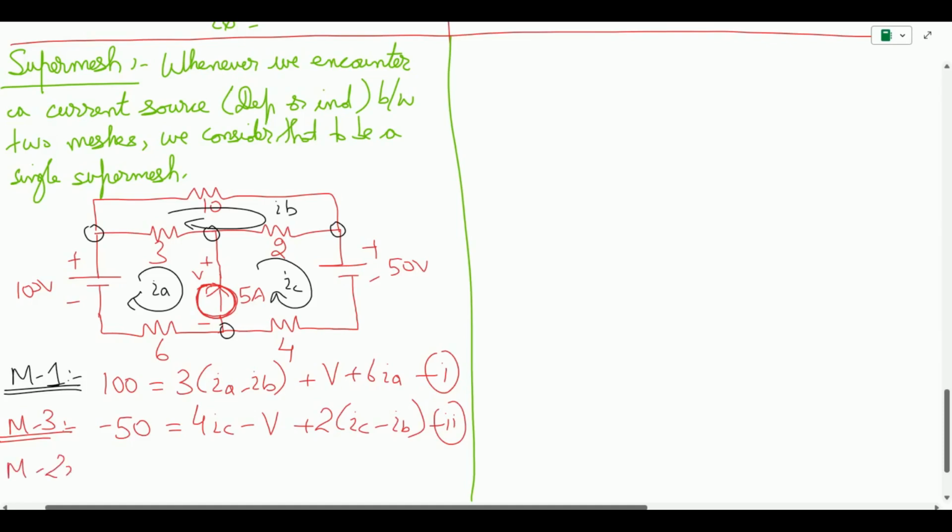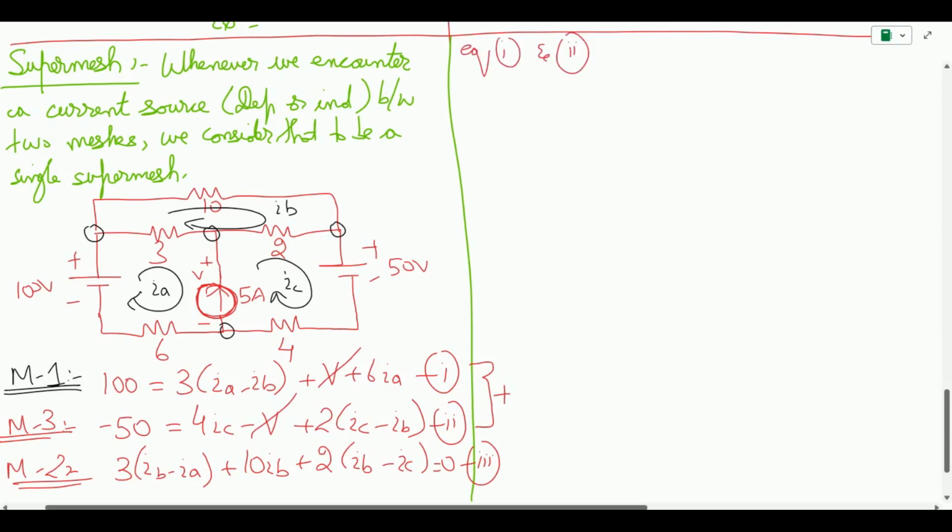And if I write for mesh number 2, this is going to be a simple equation: 3IB minus IA plus 10IB plus 2IB minus IC equals 0. So these are the three equations for the three meshes. But I'm mostly interested in equations 1 and 2 because there is a common current of 5 amperes between these two meshes. If I try to solve this by adding them together, the value of V will disappear, and equations 1 and 2 should give me a simplified equation: 50 equals 9IA minus 5IB plus 6IC. Let me call this equation A.